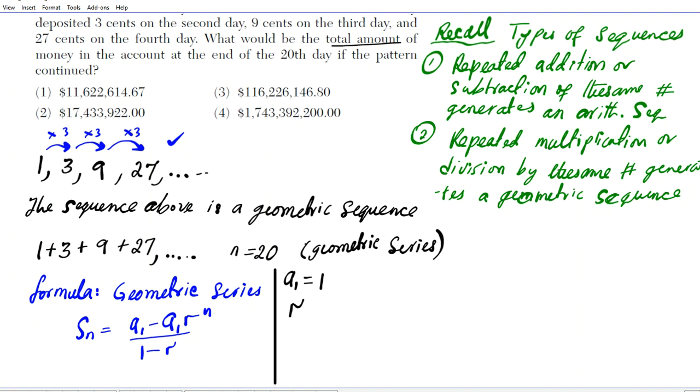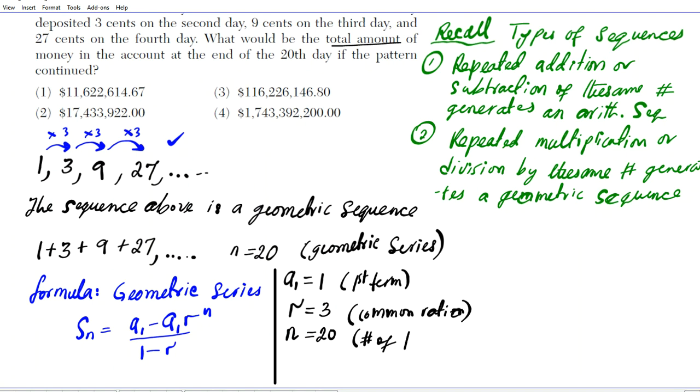The common ratio is what you multiply over and over again. The common ratio is 3. And then n is the number of terms you're adding, which is 20. Okay? Alright, let's just write down what their names are. So A1 is the first term. R is common ratio. And n represents number of terms that you're adding. Okay? What we're looking for is Sn. In this particular case is S sub 20, which is unknown.